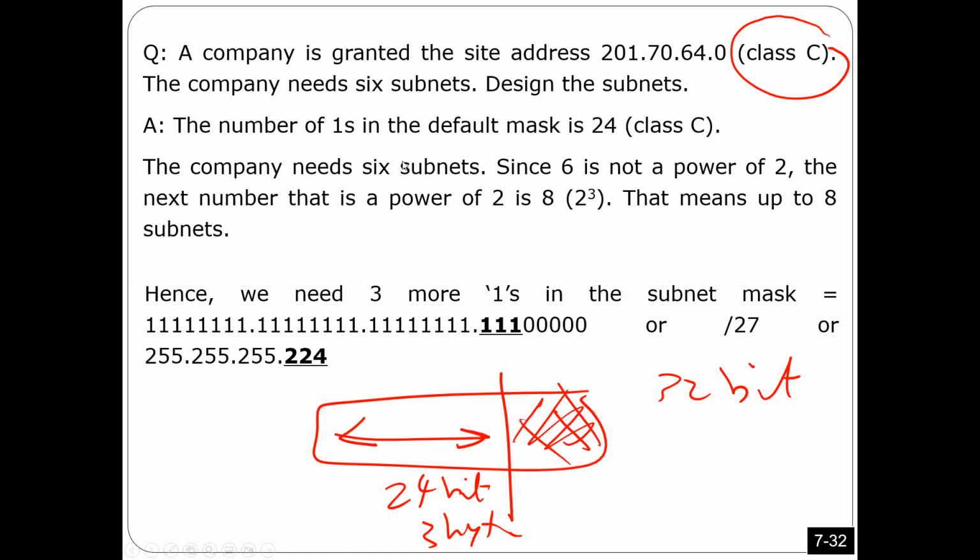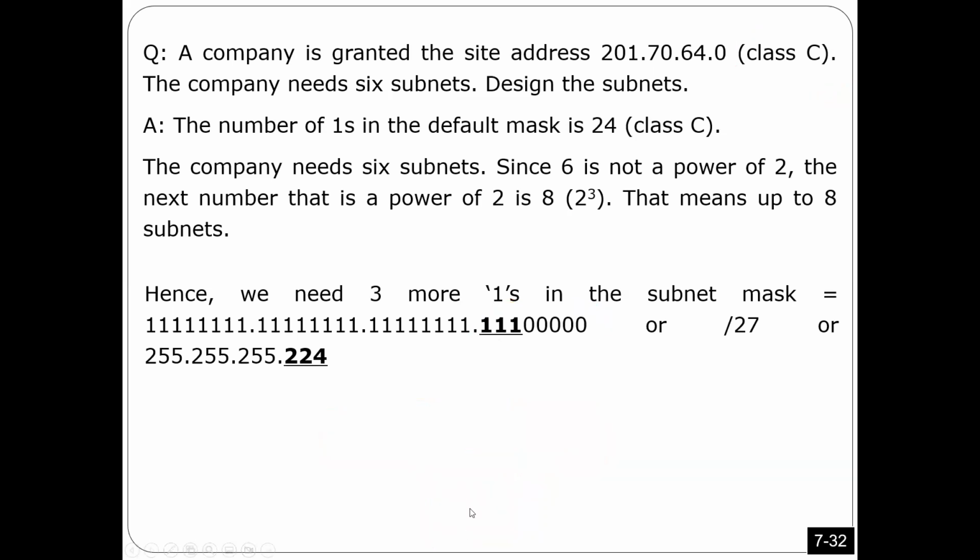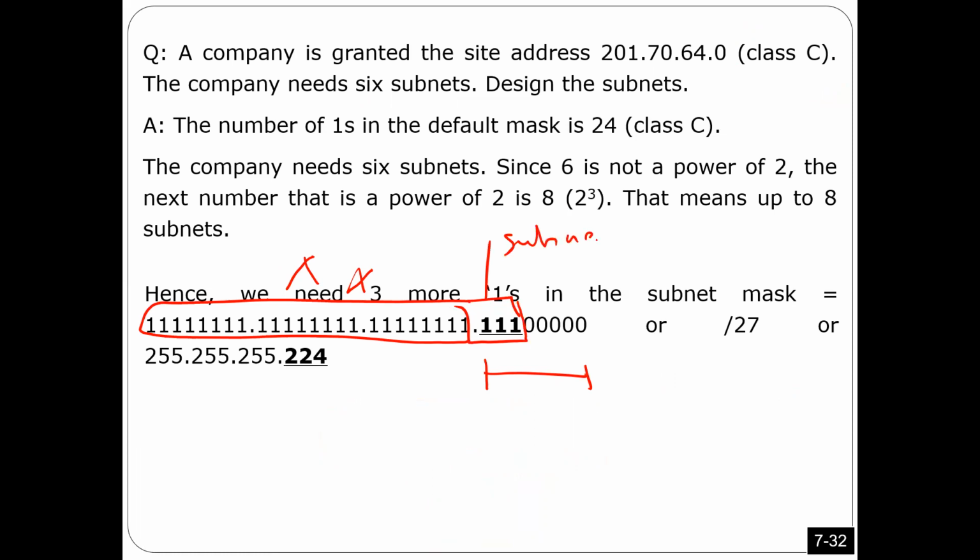So now I'm asking you, I want to make 6 subnetworks. Okay, so what am I going to do? Out of the 8 bits, this is the network ID, so I can't change this one. This is the byte I have. Now I'm going to take 3 bits here for the subnetwork, and the rest here for the host ID inside the subnetwork.